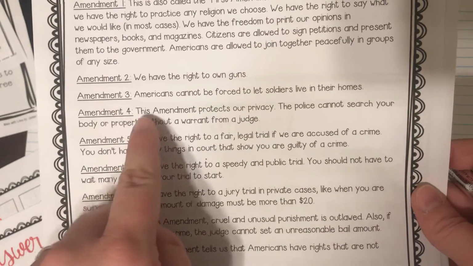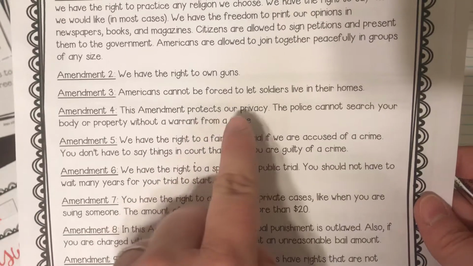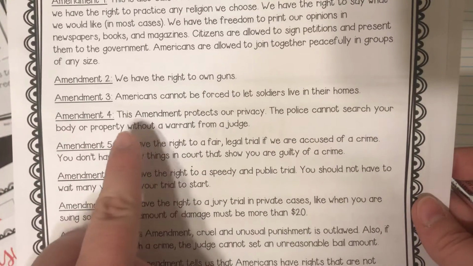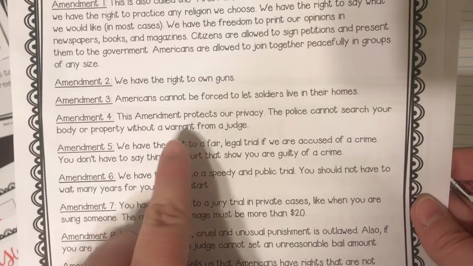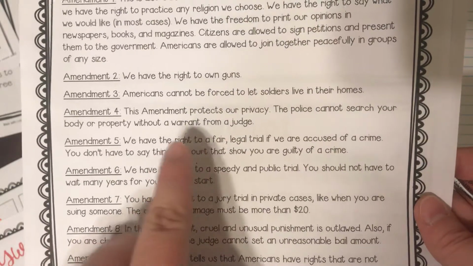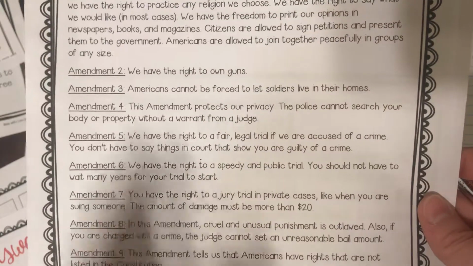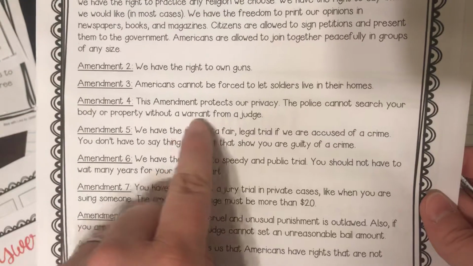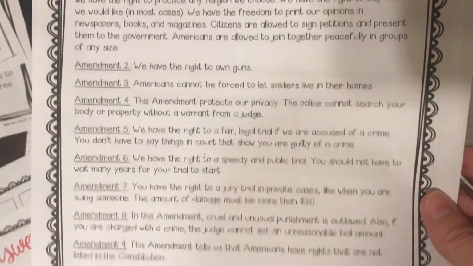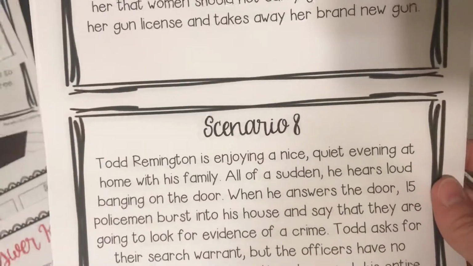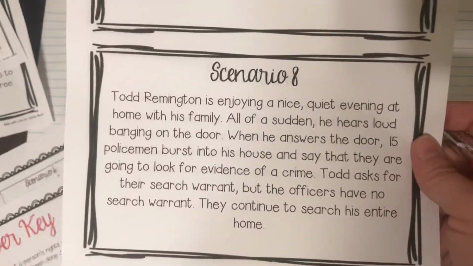So, Amendment 4, the amendment protects our privacy. The police cannot search your body or property, like your house, without a warrant from a judge. If you didn't know what a warrant is, it's like a written permission slip. So if you have to go into someone's house, you have to ask permission, you need a written paper that says it's okay, and it has to be signed by a judge. So you can't just get it anywhere. Okay, so is this person's rights respected? No. And we're going to check right here on 8.